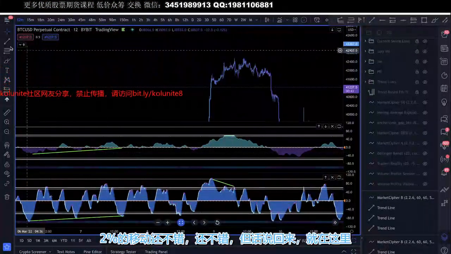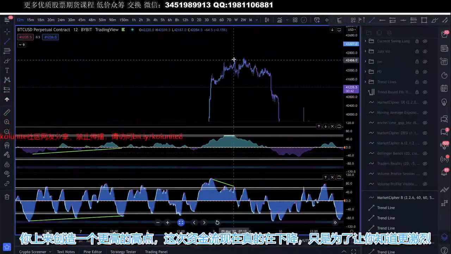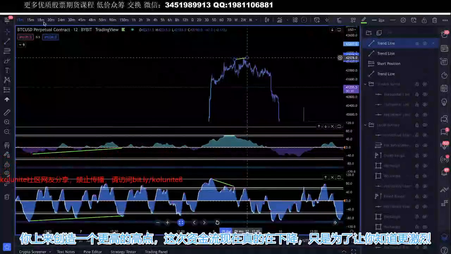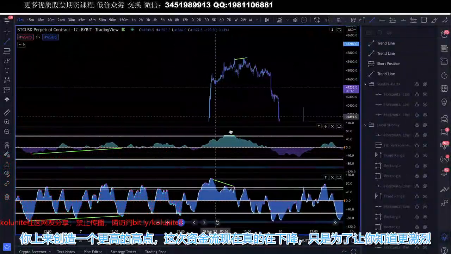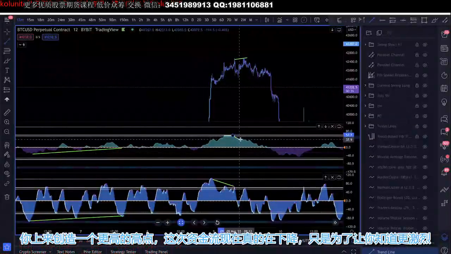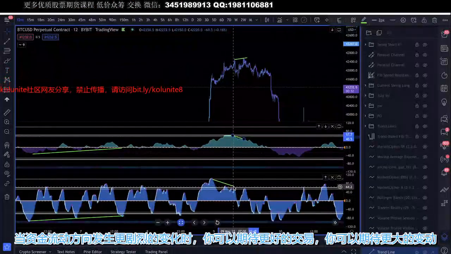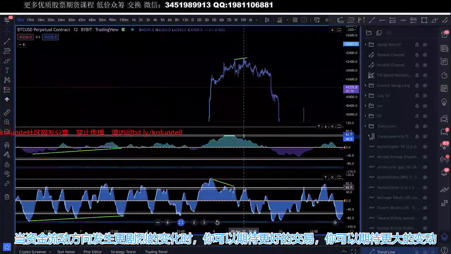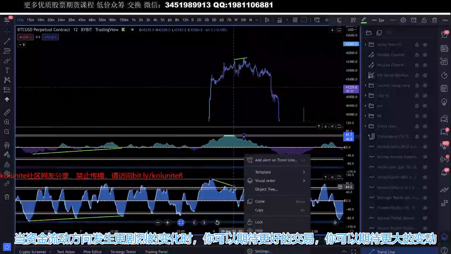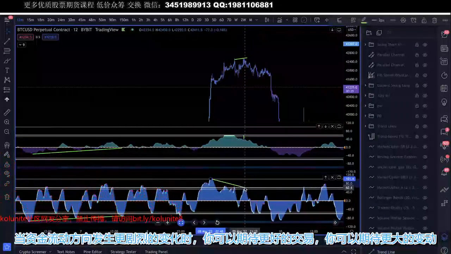But then again, right here, you come up to make an even higher high, and this time money flow really is coming down. Now, just so you know, the more drastic the money flow is getting down, the better of a trade you can expect, right? You can expect a bigger move when the money flow is more drastically changing direction.